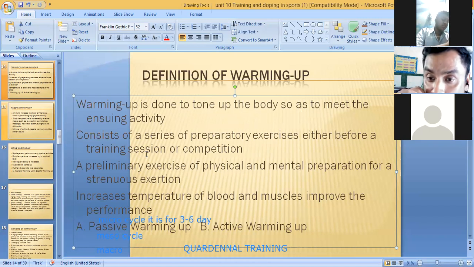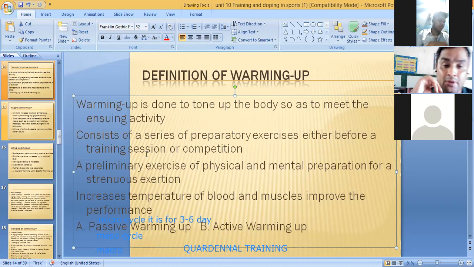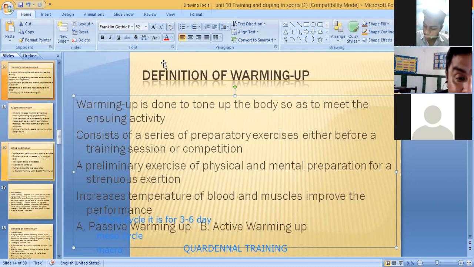Warming up is also physical, physiological, and psychological preparation of the body. You can write like this. Warming up is the physical, physiological, and psychological preparation before any activity. Okay? I think this is the best definition of warming up. Okay.